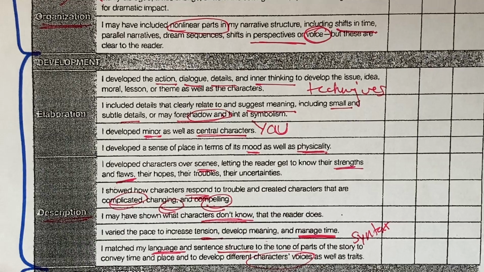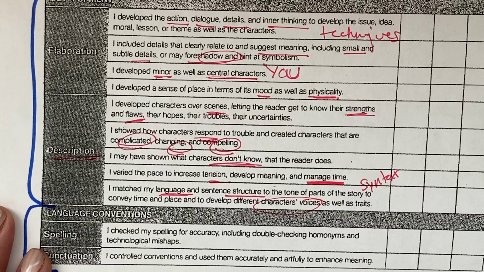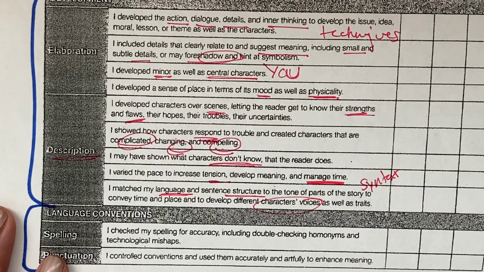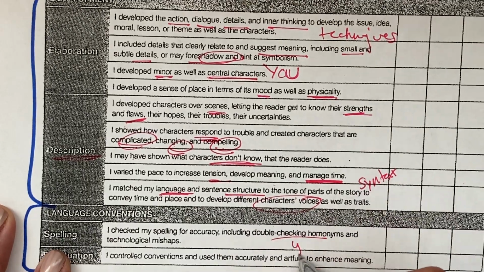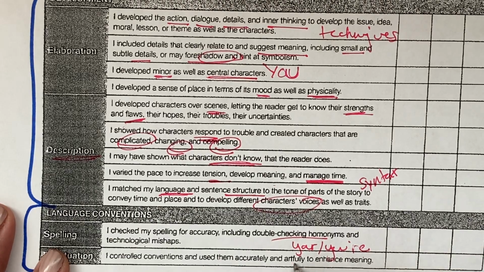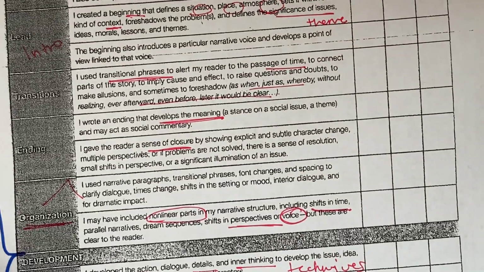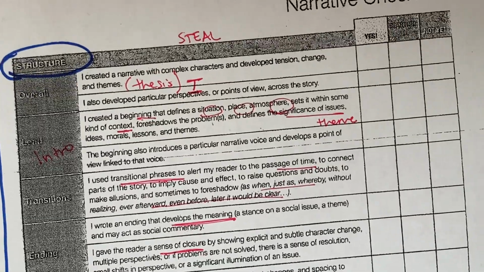And then at the very bottom, I have language and conventions. Please don't stress too much about this. What I'm really asking you to do is run your spell check, read it out loud, and look for those typos. I just want you to double check for those homonyms, those your and you're, which get us every time, the there, and those things. I control conventions and I use them accurately and perhaps artfully to enhance meaning. So this is really what we're looking at overall when you're going to be scored. Use this checklist to look over your writing, and it'll give you a good focus to see what you need to do before you turn in your final draft.